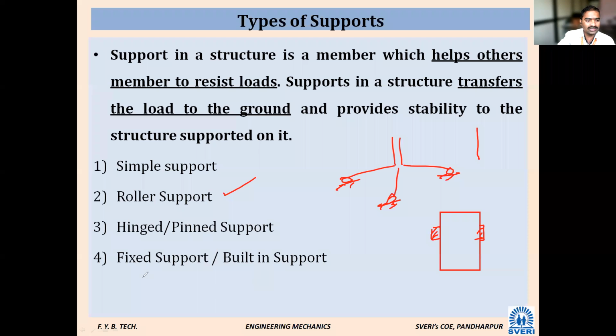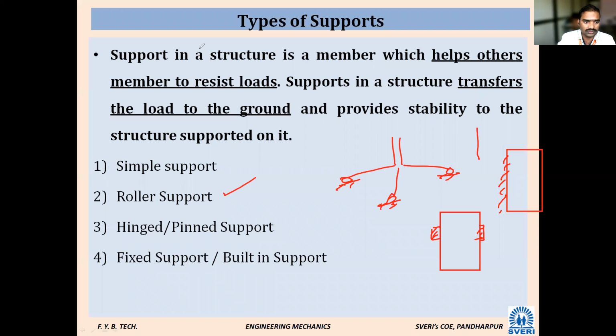Next, again one is fixed. Fixed means you cannot do anything. The thing is fully fixed. You cannot change anything. It is fixed. So mathematically or structurally, we have to denote some notations.